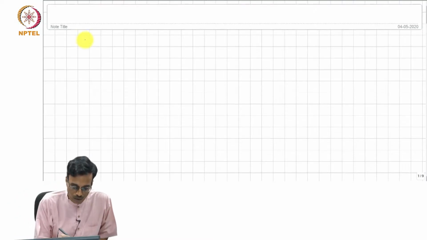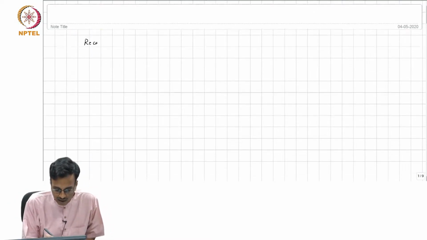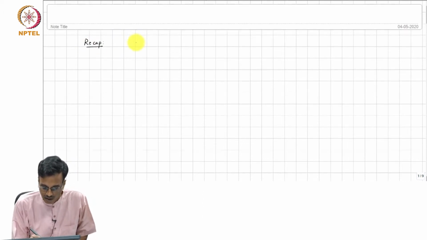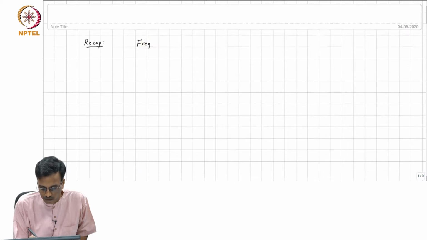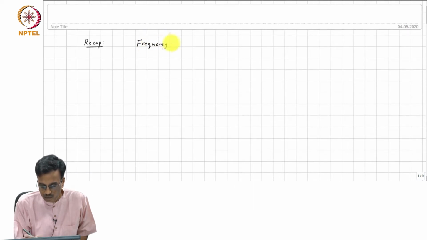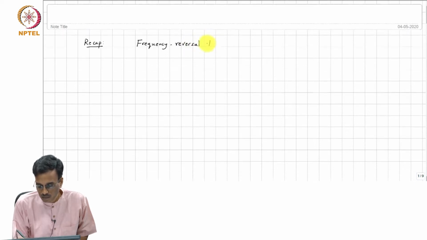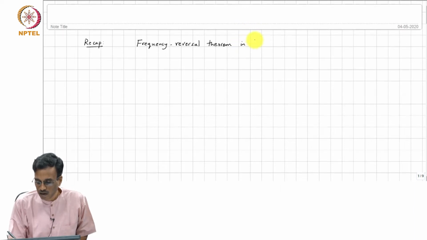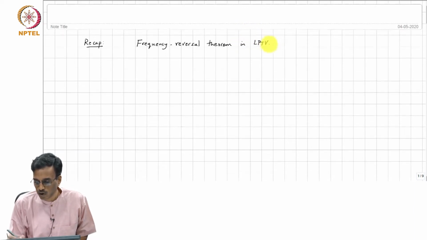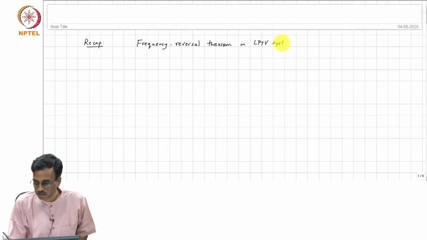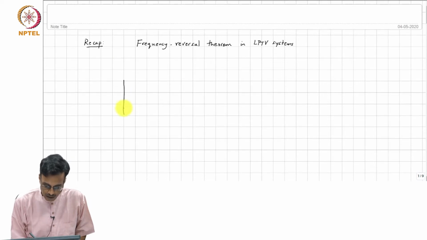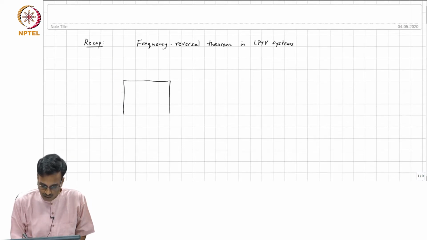A quick recap of what we did in the last class. We derived the frequency reversal theorem in connection with the operation of linear periodically time varying systems, and the result that we derived yesterday was the following.